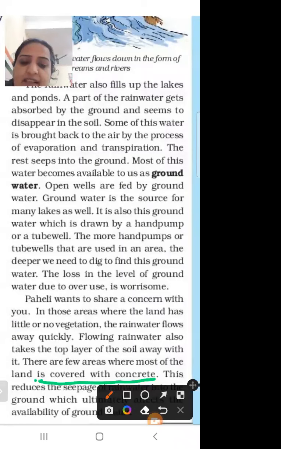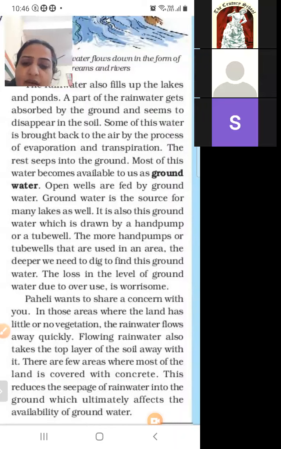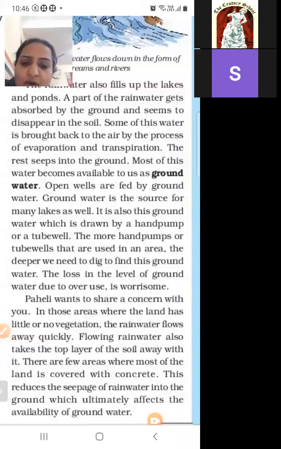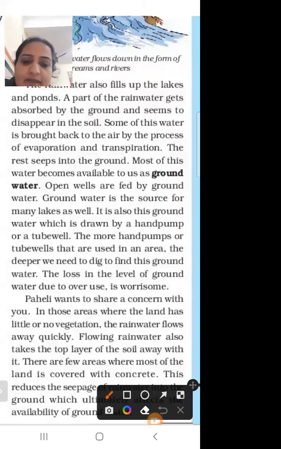सो यू हैव टू रिमेम्बर the groundwater level is affected by the concrete land. So you have to remember, if in an area there is little vegetation and rainwater flows quickly, and because of this rainwater the topmost layer is removed, and if the topmost layer is removed, then the fertility of the soil is decreased. So which affects the groundwater? The concrete land. The concrete land affects the availability of groundwater.